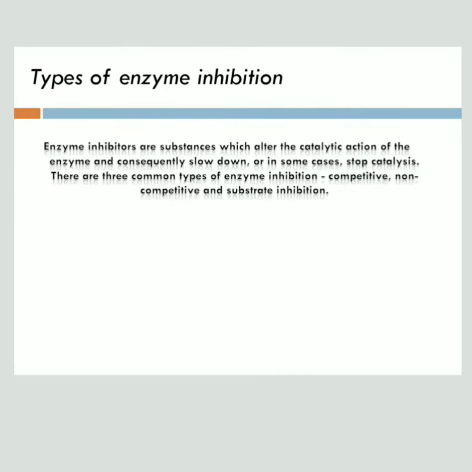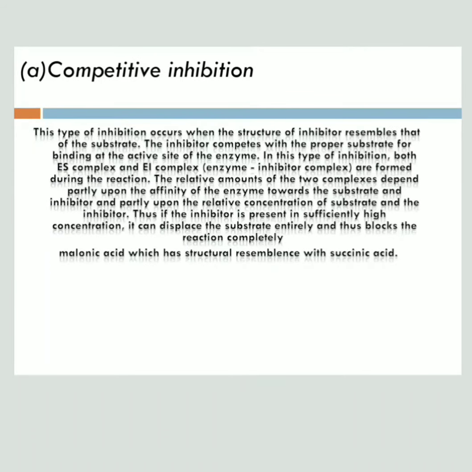Okay, next, coming to the types of enzyme inhibition. Enzyme inhibitors are substances which alter the catalytic action of the enzyme and consequently slow it down, decreasing the catalysis, or they may stop the catalysis. Actually, there are three types: competitive, non-competitive, and substrate inhibition. Let us discuss the three types of inhibitors and inhibitions one by one. Inhibitors are those which inhibit the reaction, and the process we call inhibition. First one is the competitive inhibition.